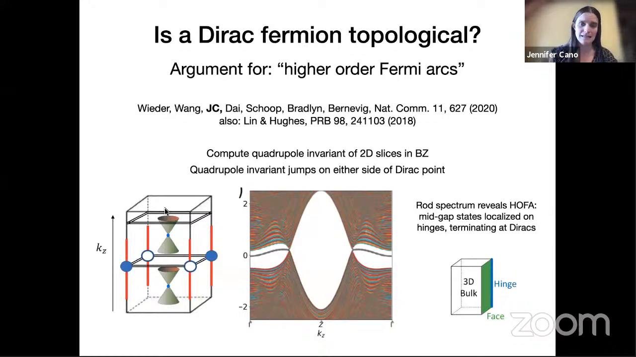And in addition to that connection, it's also satisfying because it gives us this bulk-hinge correspondence, which I would say firmly means that Dirac fermions do have a topological attribute to them.